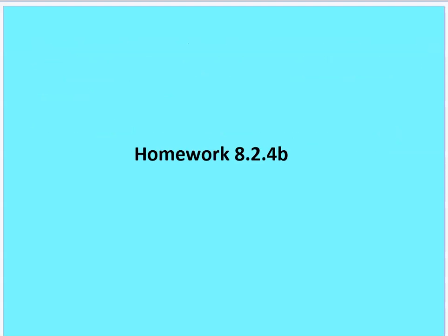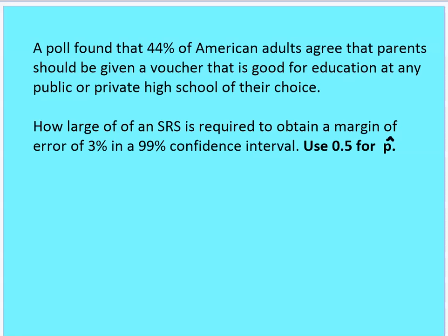All right, 8.2.4b. A poll found that 44% of American adults agree that parents should be given a voucher. Same thing, 99% confidence interval, and now we want to use 0.5 for p hat. And then I want you to compare the two values. I'm going to leave this up here for a moment.